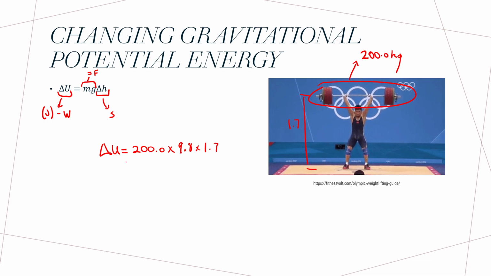And this is equal to 3,332 joules of energy. Effectively, what that means is as the weights have been lifted up, it has gained 3,332 joules of energy as gravitational potential energy. Now, the converse to this is to start thinking about what would happen to the energy of the weights if they were to be dropped. In that case, delta H would be equal to negative 1.7.